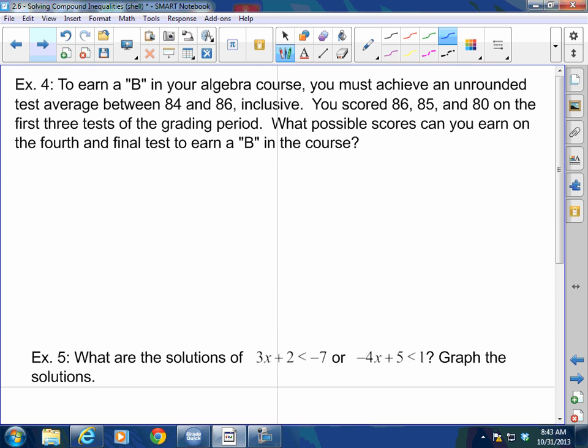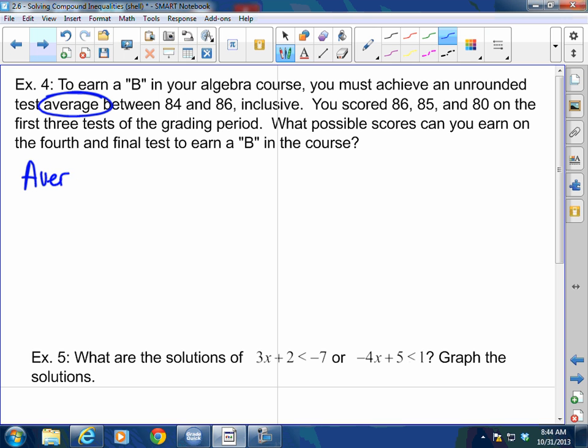To earn a B in your algebra class, you must achieve an unrounded test average between 84 and 86, inclusive. That means inside of those values. You scored an 86, an 85, and an 80 on the first three tests of the grading period. What possible score can you earn on the fourth and final test to earn a B in the course? First of all, let's go back in time. We're talking about a test average.